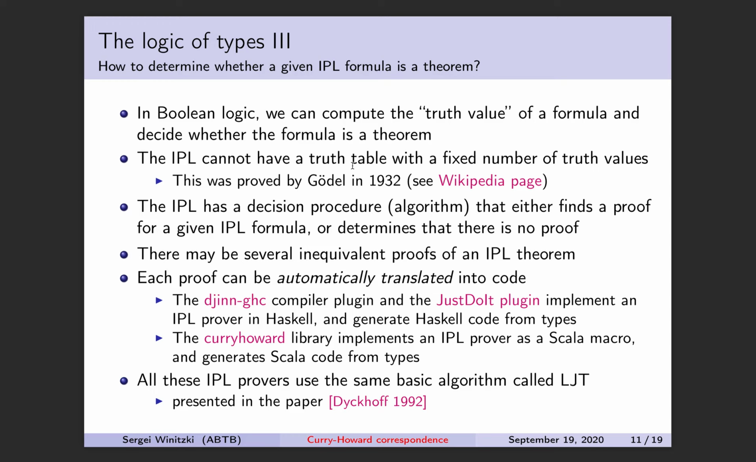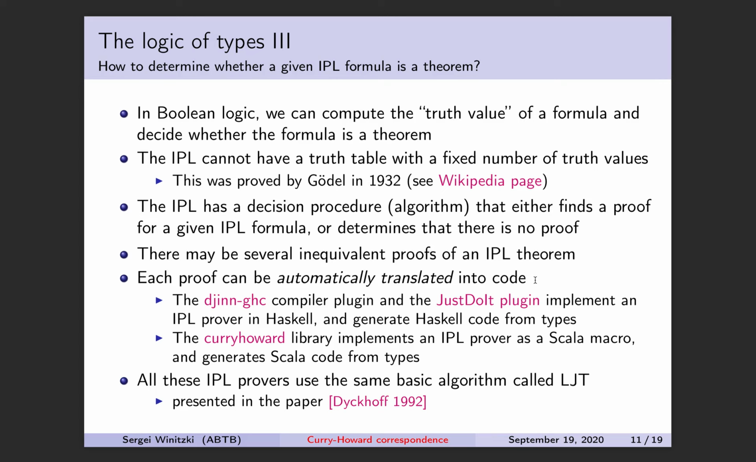Instead of trying to write a truth table, you have to follow an algorithm or a decision procedure, which is the same, it's just a different word for algorithm. And this either finds a proof for a given formula or determines that there is no proof. Of course, there may be several inequivalent proofs of a given formula.